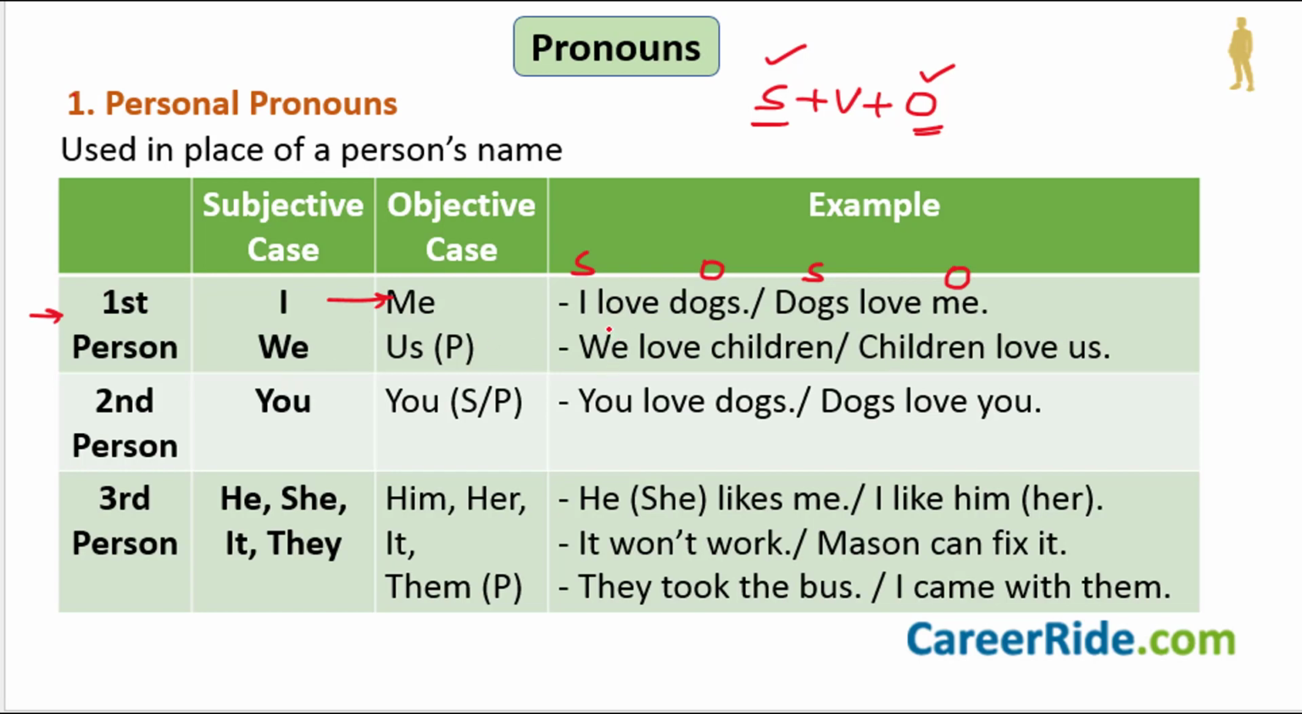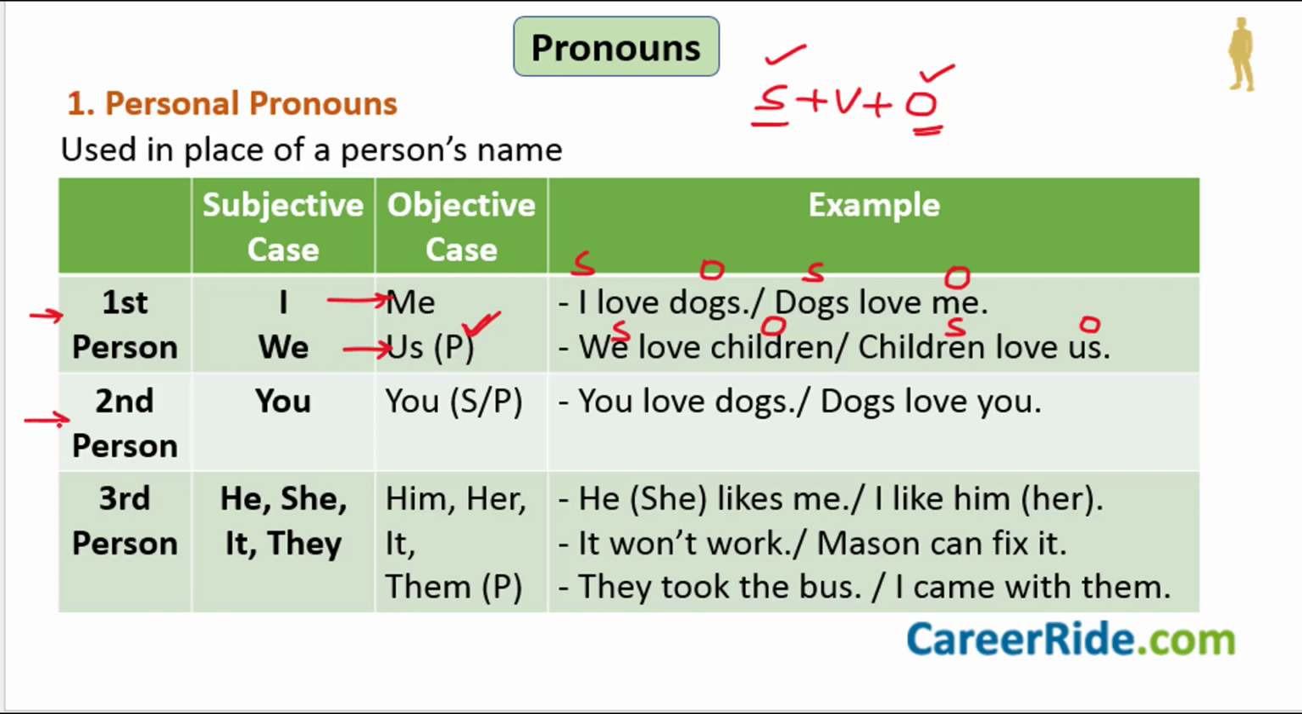Similarly, we love children. We is what? It is the subject here and children is the object. But if I say children love us, in that case, this is the subject and this becomes the object. So the objective form of we is what? It is us, and it is always used in a plural sense because we is plural, so its object is also plural, right? So that is why I have written this P here. P here means plural, okay?